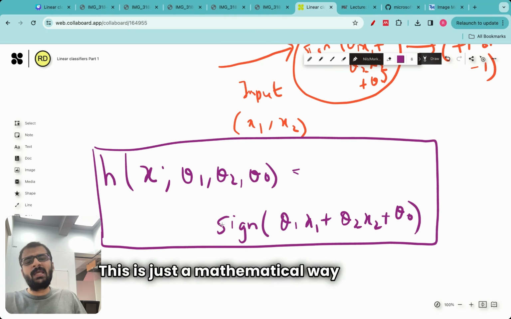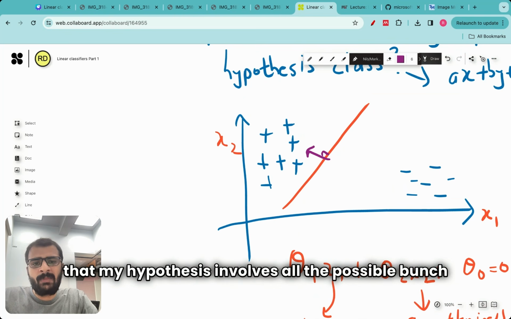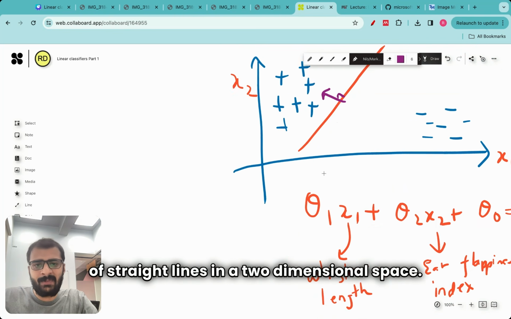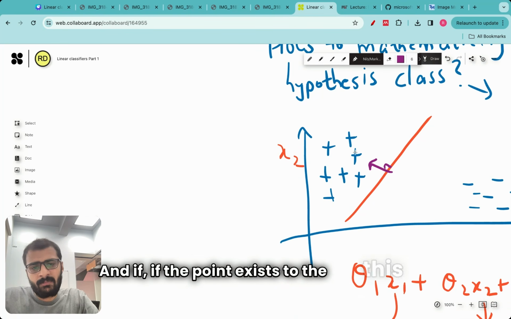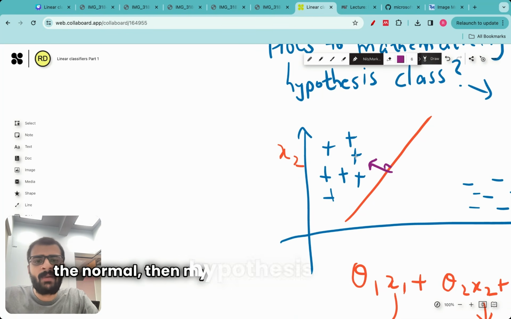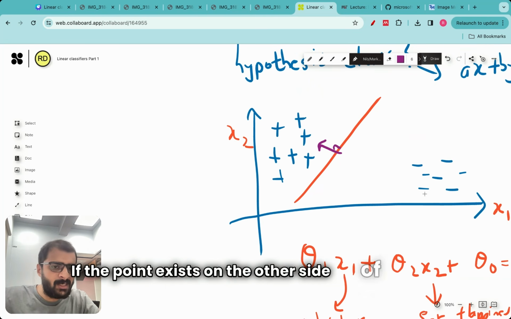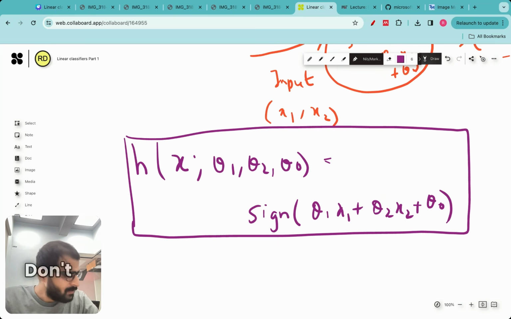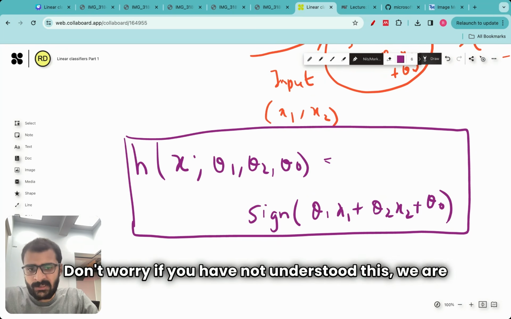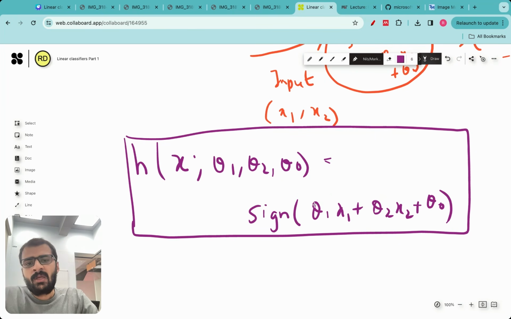This is just a mathematical way of saying that my hypothesis involves all the possible bunch of straight lines in a two-dimensional space, and if the point exists to this side of the normal, then my hypothesis will say it is plus 1. If the point exists on the other side of the normal, then my hypothesis will say that this is minus 1. Don't worry if you have not understood this. We are going to take a very practical example right now.